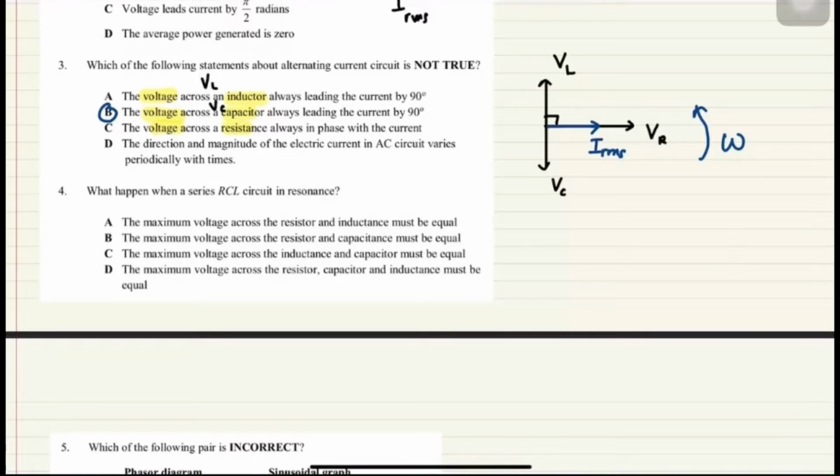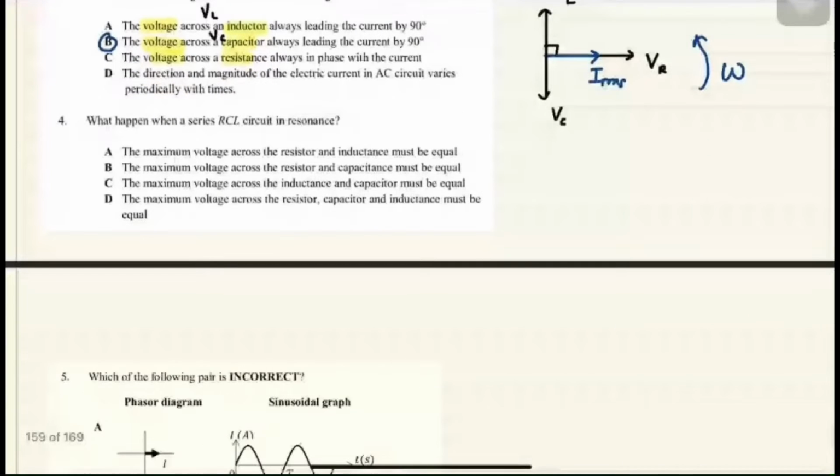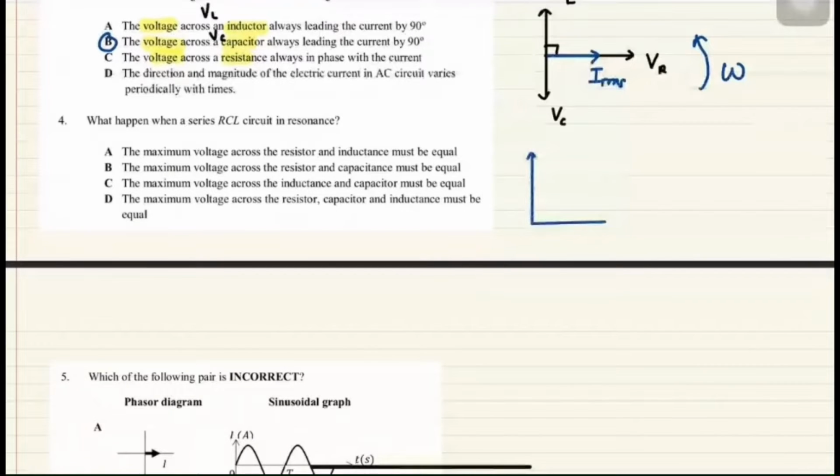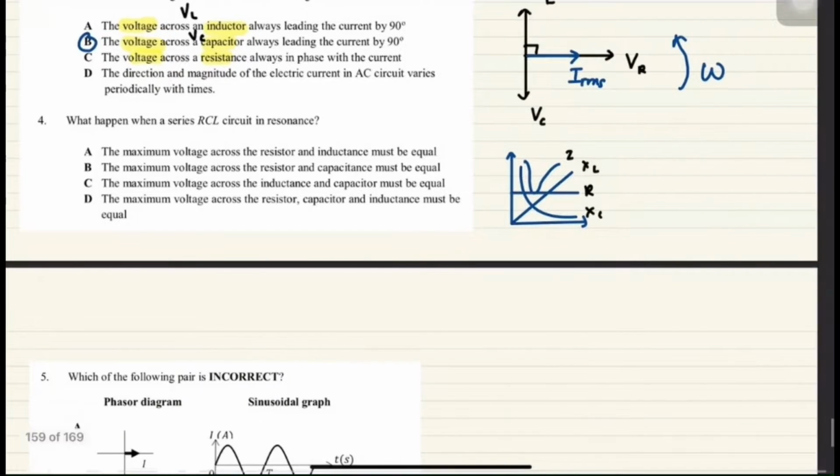Okay, question number 4. The answer for 3 was B. What happens when a series RCL circuit is in resonance? Okay, if you still remember, we have a diagram. If I draw it, you will have XL in that direction, XC in that direction, and R in that shape. This is your Z. So Z, XL, R and XC, if you still remember.